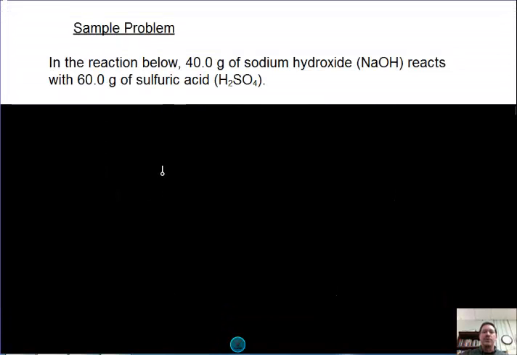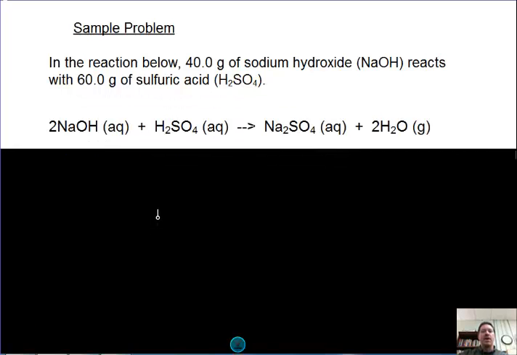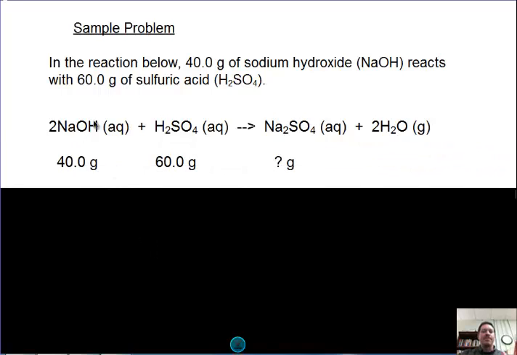Alright, so what I want to do is go through a sample problem. This reaction is a little bit different than the one that was shown in the demonstration, but basically we've got the same principles taking place. So if I've got a reaction that's given here, and I've got 40 grams of sodium hydroxide reacting with 60 grams of sulfuric acid, I want to know how much mass of the sodium sulfate I have left over. I'm not really concerned about how much water is left, but I want to know about this salt that is remaining. How much of this is left over?